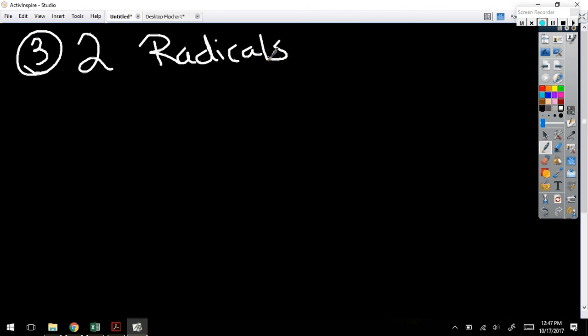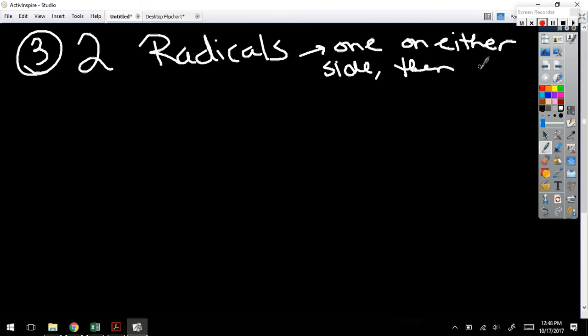Last one. 2 radicals, one on either side. Then get rid of one.